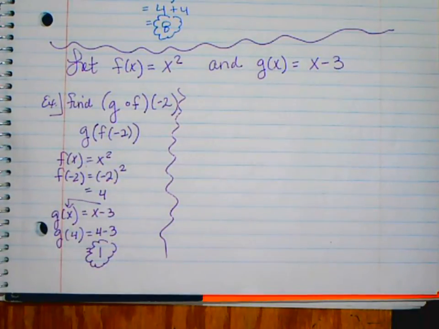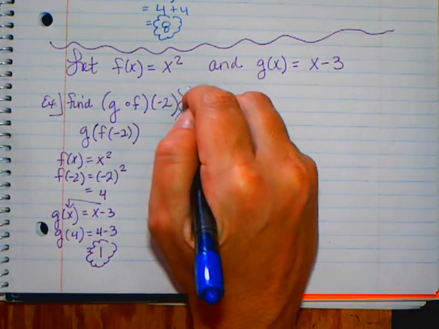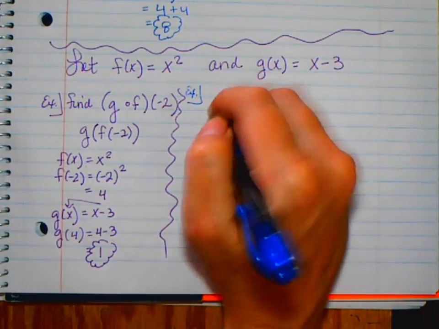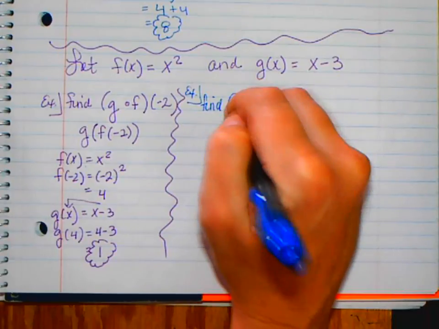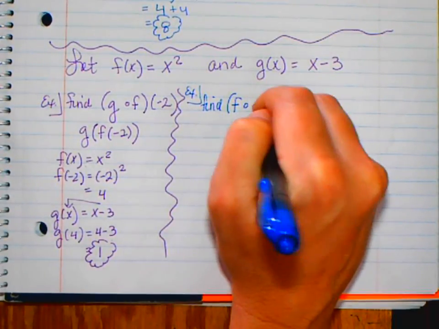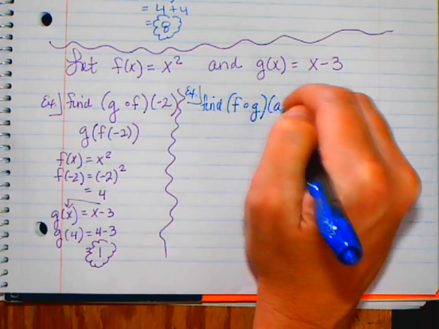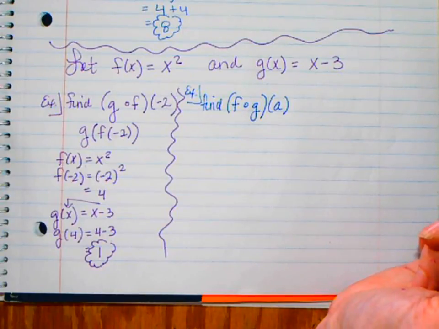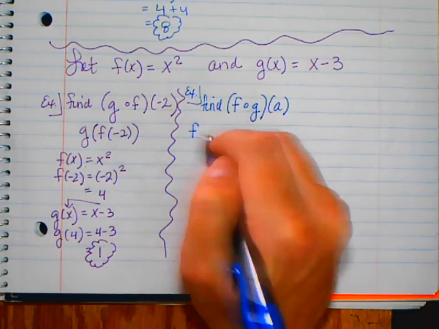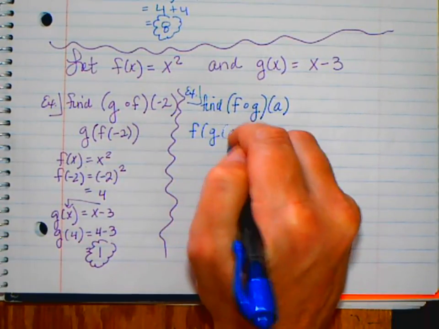Okay, now this next one is a little bit different. We are going to find f of g of a. Well, yeah, but the x will go away because I'm going to turn the x into an a. I'll do this one with you, although I have no doubt that you could all do it on your own. So I'm going to rewrite it. F of g of a.